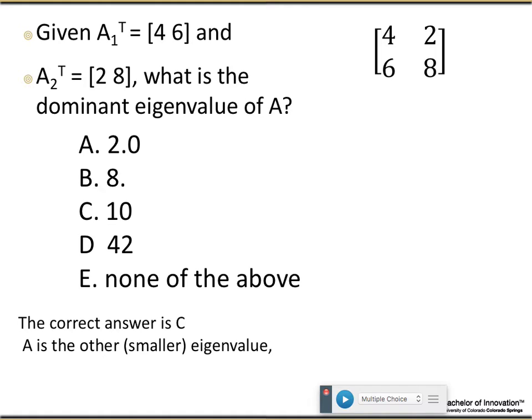Okay, so first you write the matrix, so it's A1 transpose, that's the first column, 4, 6, and 2, 8. How many people wrote the matrix the other way? 4, 6, 2, 8. Okay, did it make any difference? No. In fact, taking a transpose won't change the eigenvalues. It will change the eigenvectors, but it doesn't change the eigenvalues.